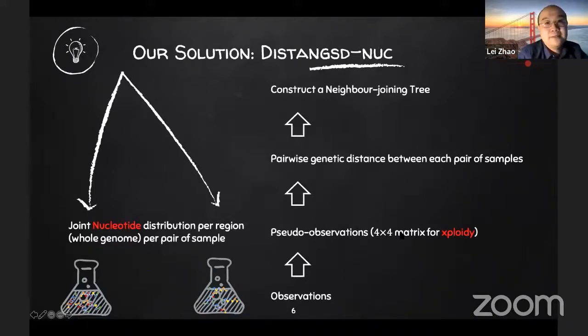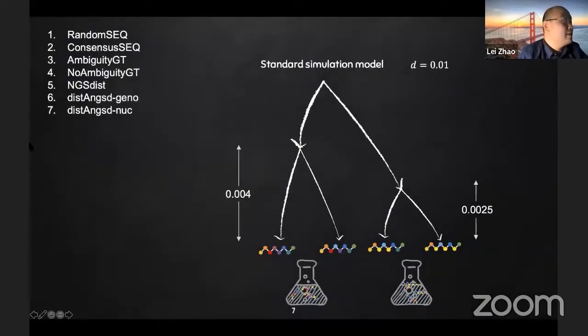And once we get this, we still use the same technology, the molecular evolutionary model, to infer the pairwise distance, and use this to reconstruct the neighbor joining tree. So this is basically our method. To test our method, we use the 5 previous methods, and also our 2. One is called descends the genome, which means we know the genotype. Another one is called descends the nuke, which means we don't know the ploidy level, whether diploid or triploid.